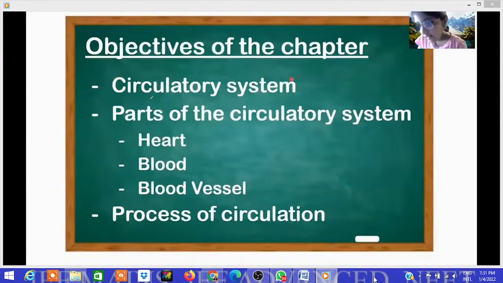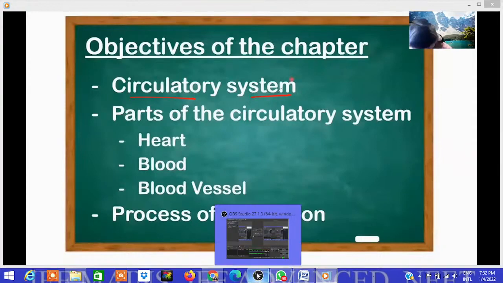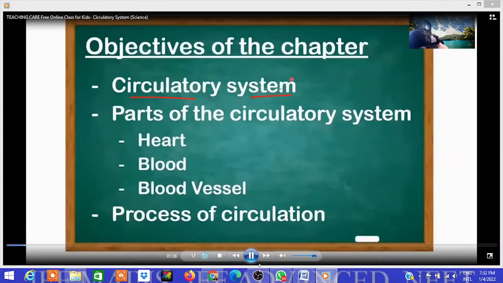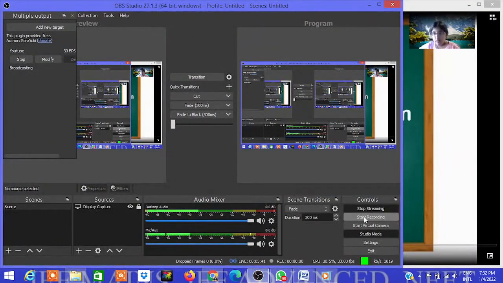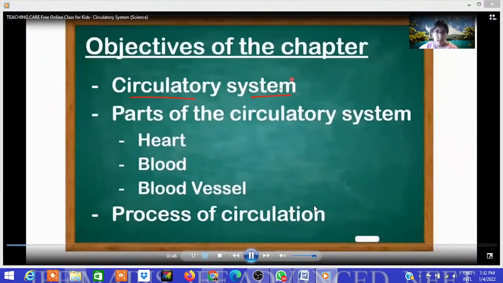So before that, I want you to write down this as your heading. Write down circulatory system as your main heading, and beside that, write down science at top right or top left. Mention the subject as well. Okay, circulatory system.